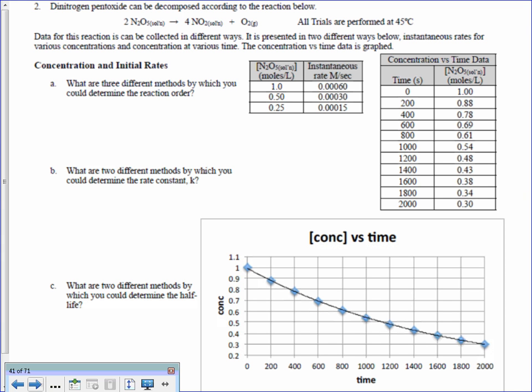Which table? The instantaneous table. Okay, usually you are not truly allowed to use instantaneous because that's not our initial rates, and whenever we find out rate laws, it's for initial rate of reaction, but it does actually work on this one.